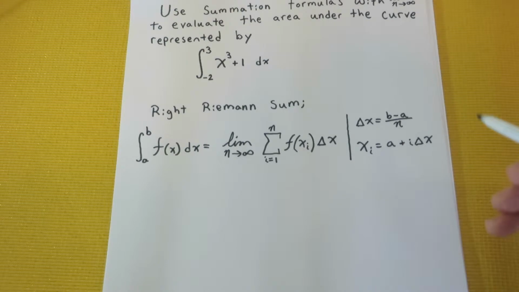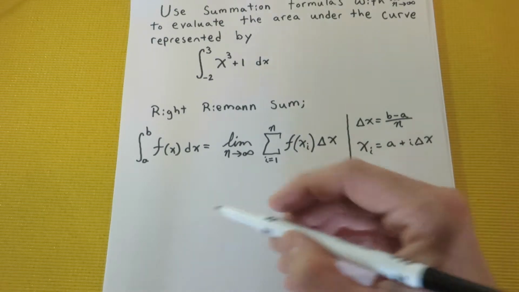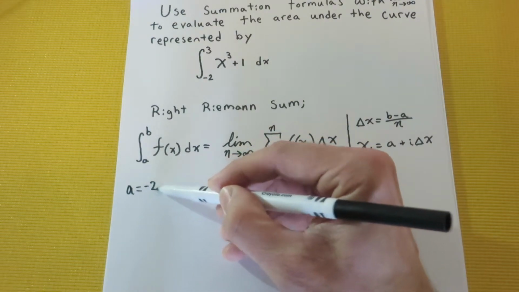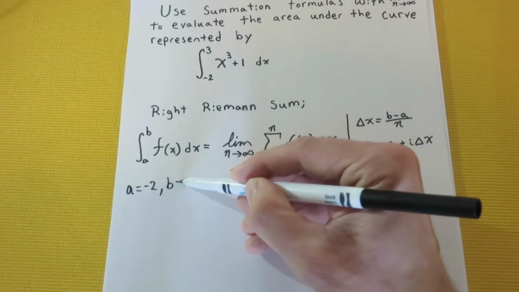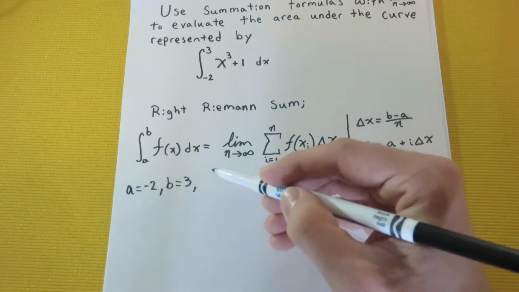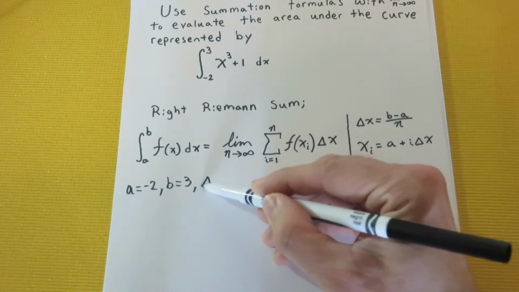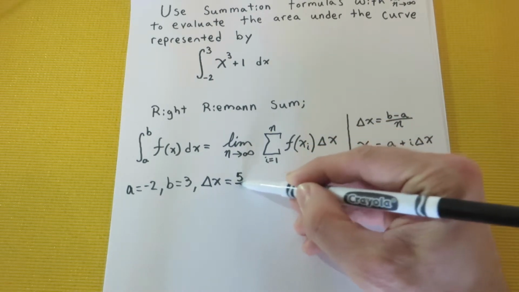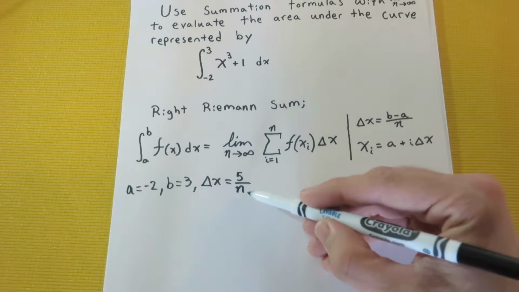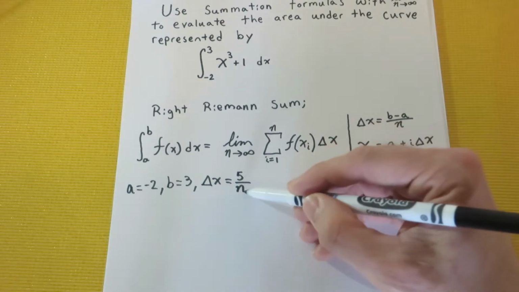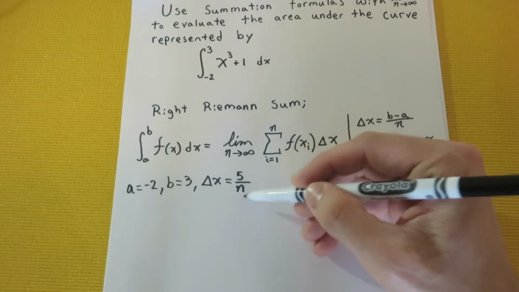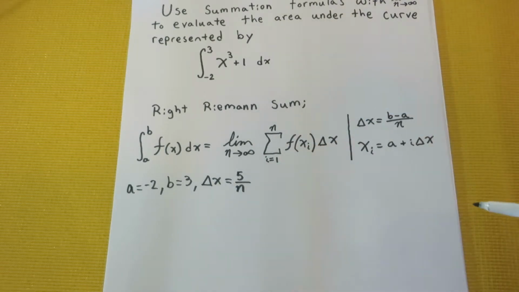So, let's see, our a is equal to -2. Our b is equal to 3. So our delta x is going to equal 5 over n. Now remember, we don't know what n could be. It's going to be infinitely large as n approaches infinity, and this change in x here is going to be infinitely small.